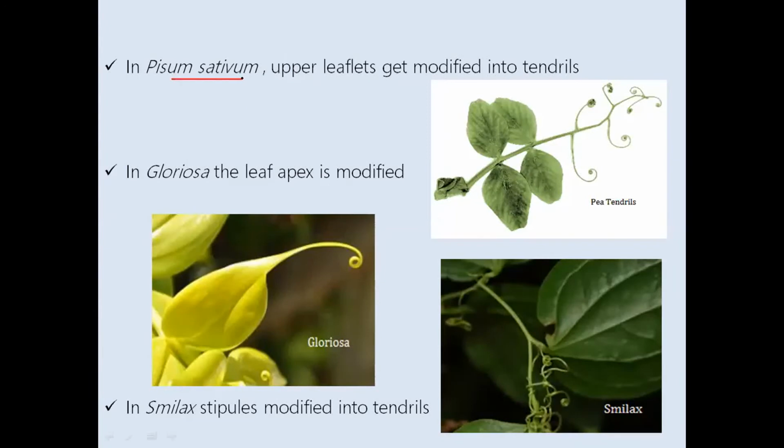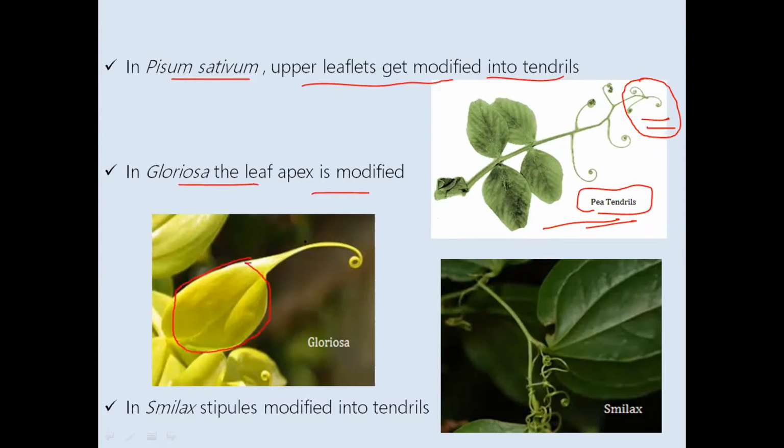In Pisum sativum, the upper leaflets get modified into tendrils. This is the example of Pisum sativum, also known as pea plant. So you can see the upper or terminal leaflets are modified into tendrils. In Gloriosa, the leaf apex is modified. This is a Gloriosa leaf, and you can see the apex of the leaf is modified into tendrils.